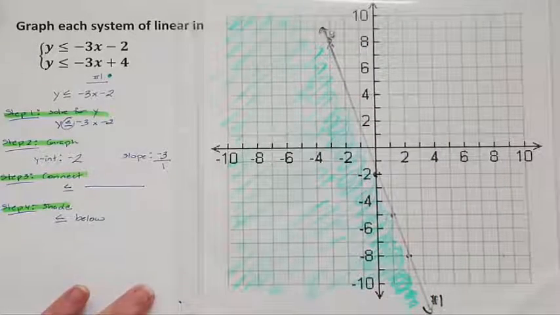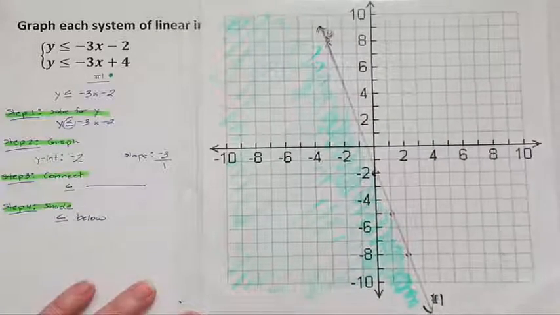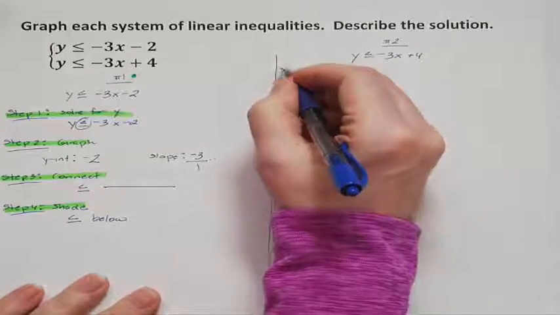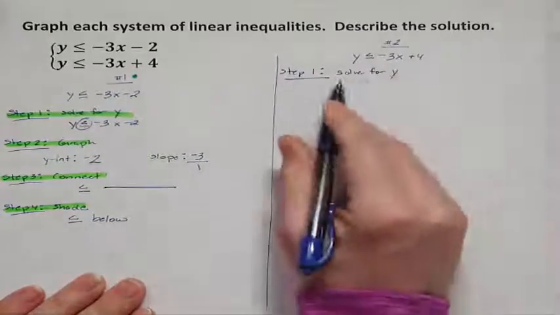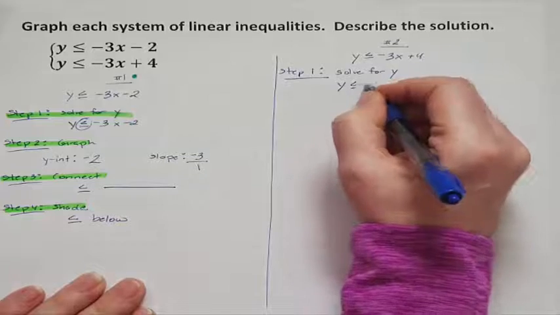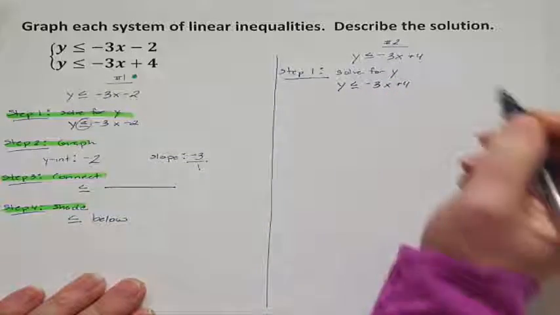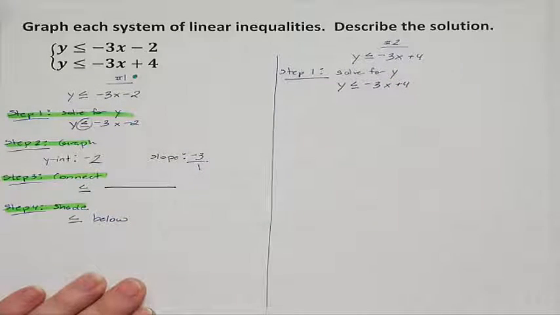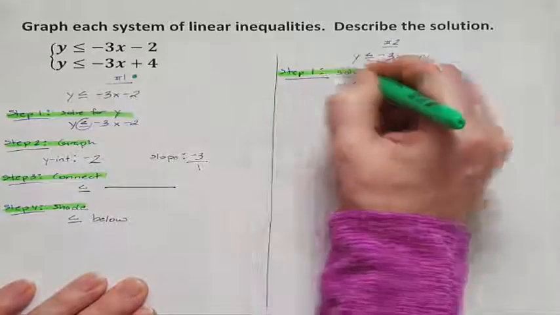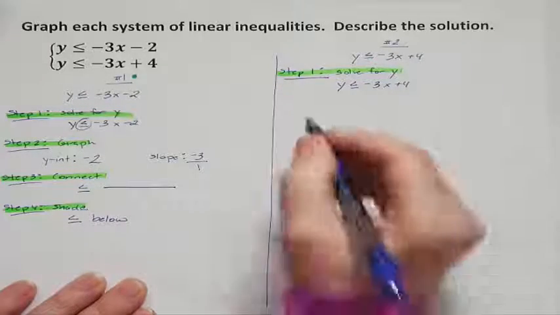So now I need to move on to line number 2. So we're going to save this for the second equation. So step number 1. I'm supposed to solve for y. This is the equation they gave to us to begin with. It's already y equals. There's already a y by itself. It's already in slope-intercept form. So step number 1's actually done.